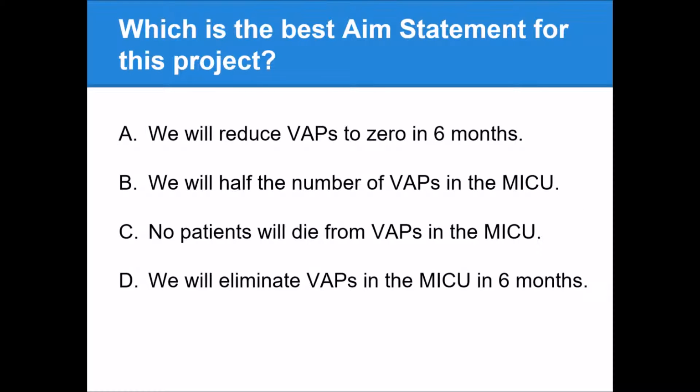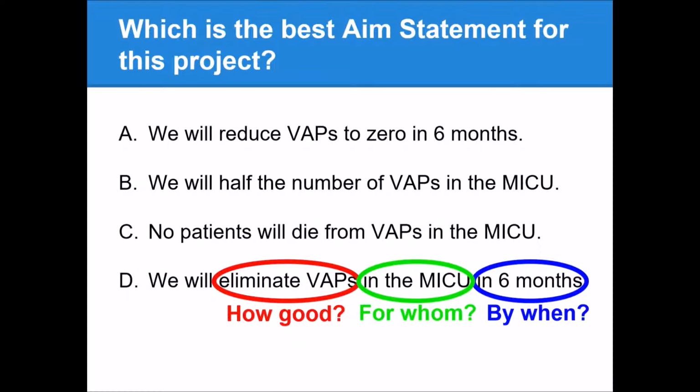Here are 4 possible aim statements for this project. I want you to take about 20 seconds to read through them and figure out which one addresses all 3 of those components of a good aim statement. The best aim statement for this project is D, because it addresses how good, by when, and for whom. All 3 of the other statements leave out at least one of these components.